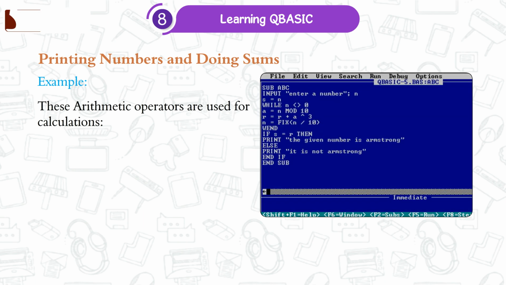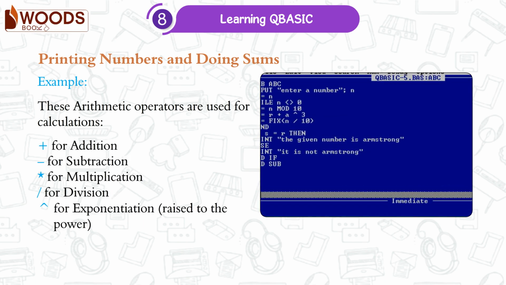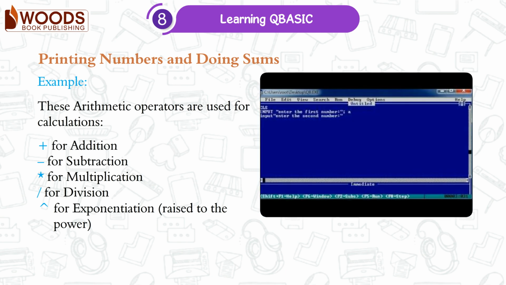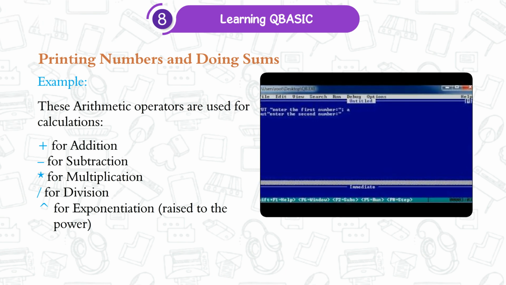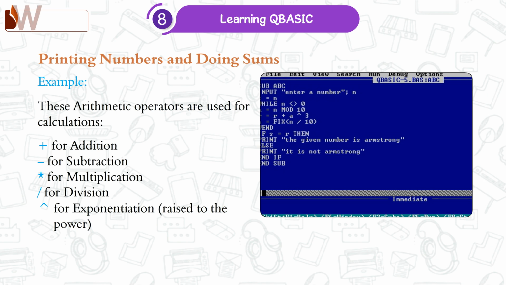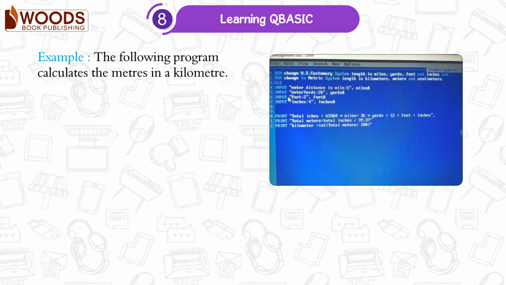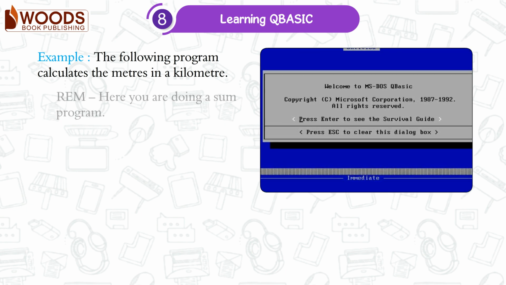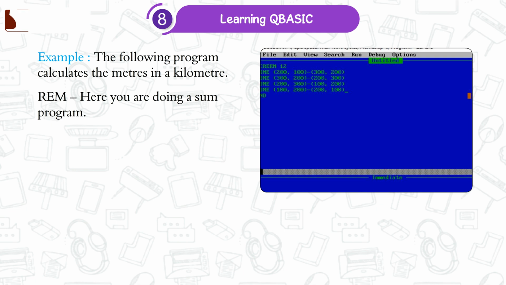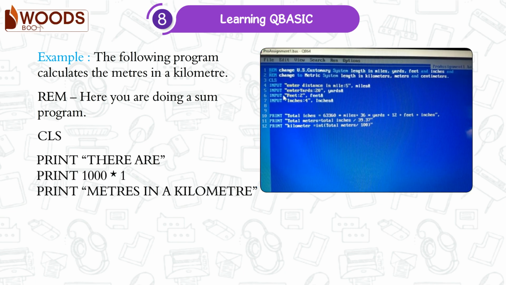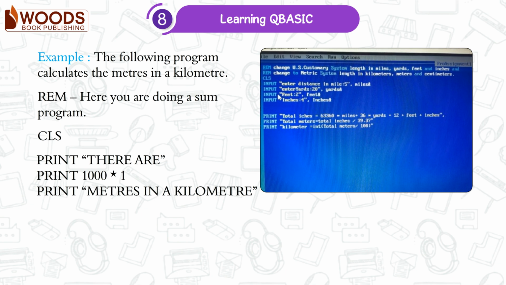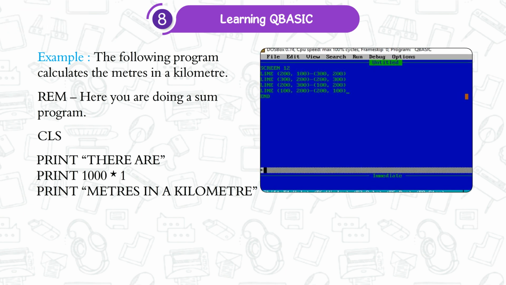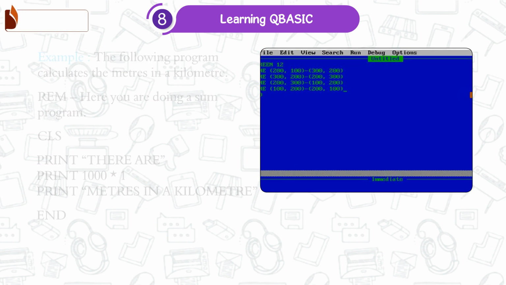These arithmetic operators are used for calculations: for addition, for subtraction, for multiplication, for division, for exponentiation, raised to the power. Example, the following program calculates the meters in a kilometer. Rem: here you are doing a sum program. CLS. Print "There are". Print 1000 multiplied by 1. Print "meters in a kilometer". End.